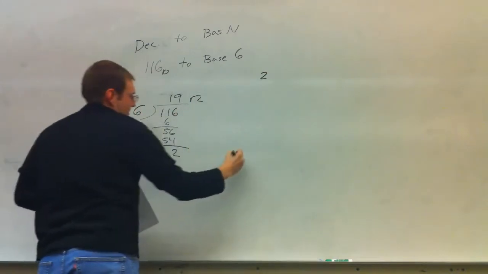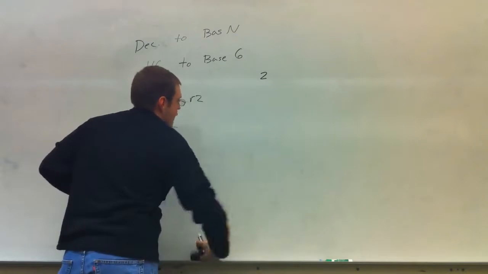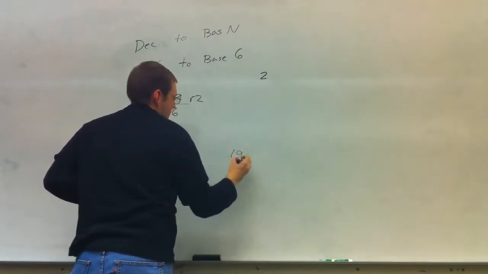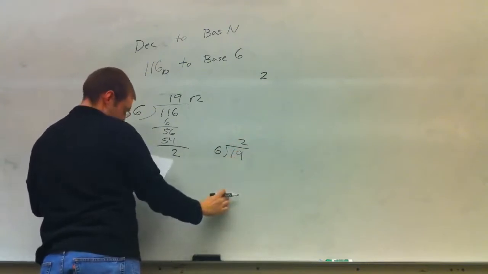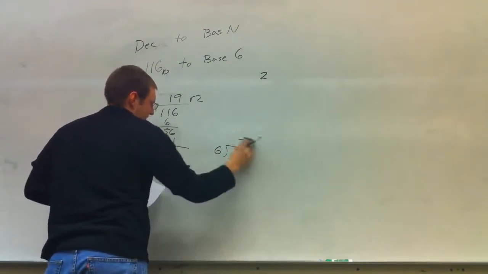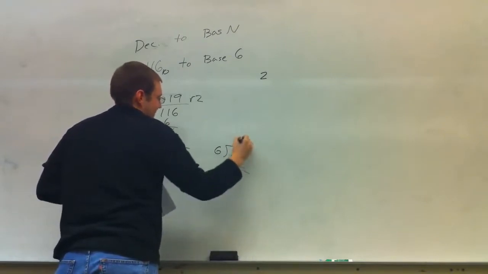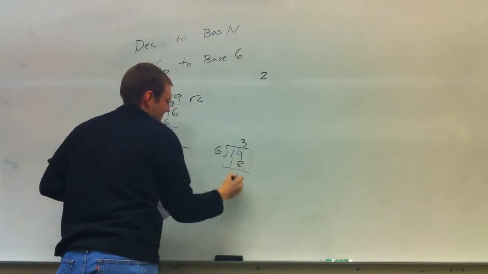and then we take 19, divide by 6, 2 times 6 is 12, the remainder is 3, sorry, 3. 18, made it 1.